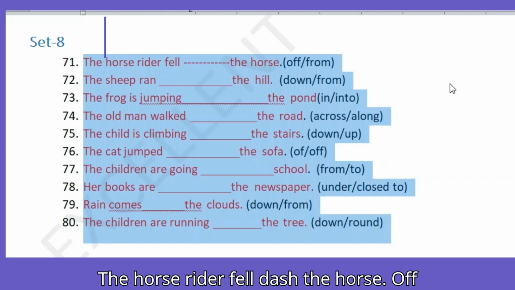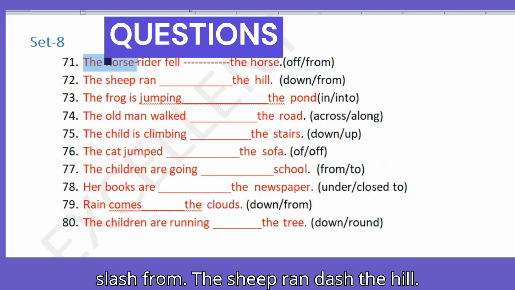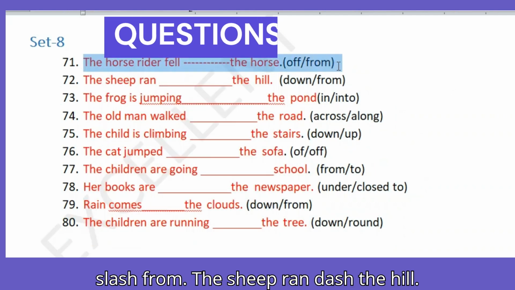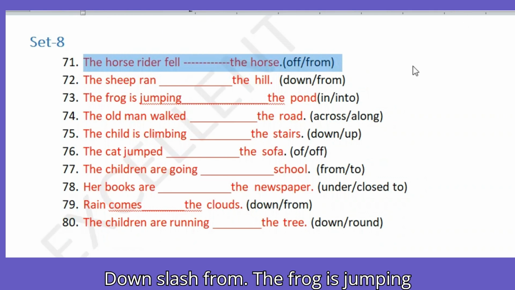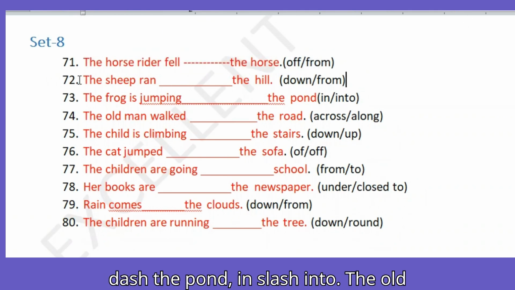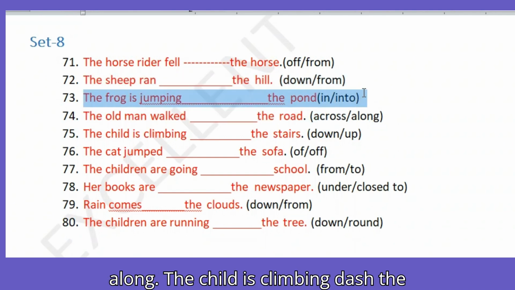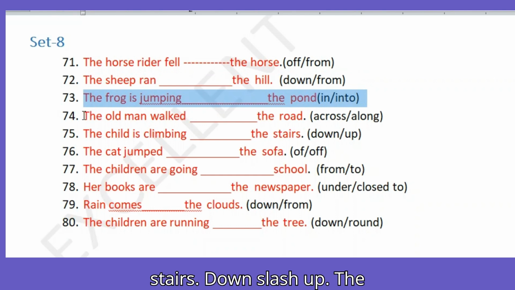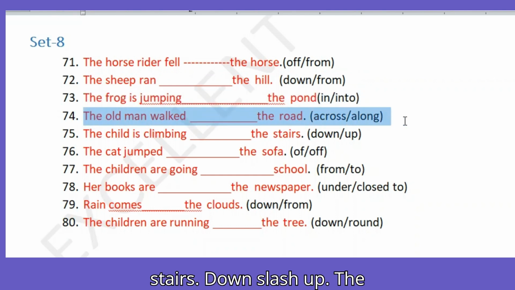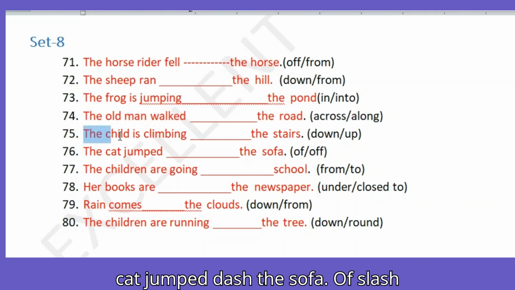The horse rider fell the horse. Off/from. The sheep ran the hill. Down/from. The frog is jumping the pond. In/into. The old man walked the road. Across/along. The child is climbing the stairs. Down/up.